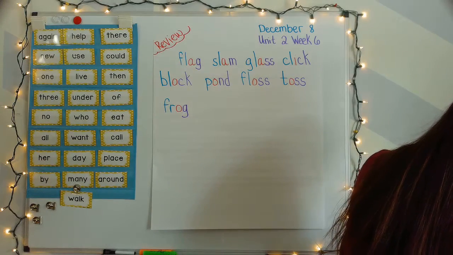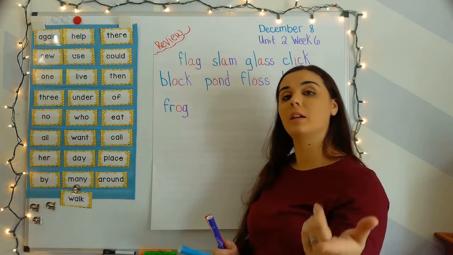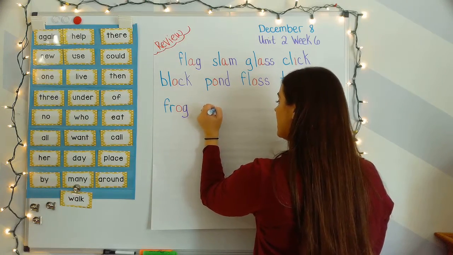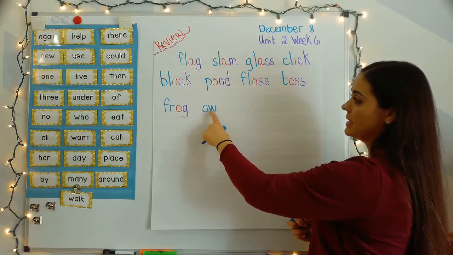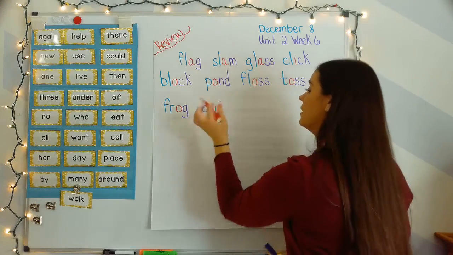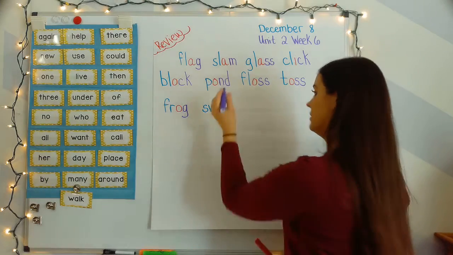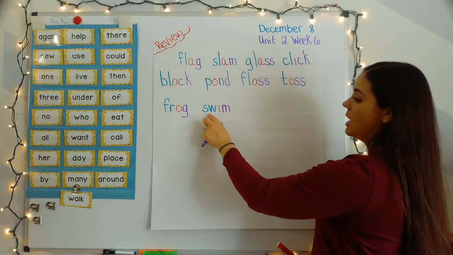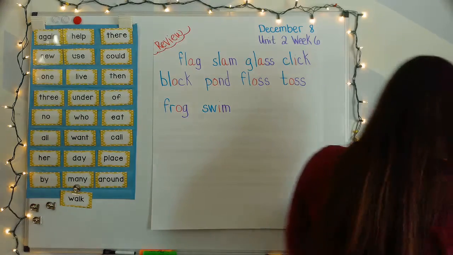All right, next word. Swim. Your turn. Swim. One of those beginning blends, those S blends. S says s, W says w, sw. I says i, sw-i. M says m, sw-i-m, swim. Like a frog swims.